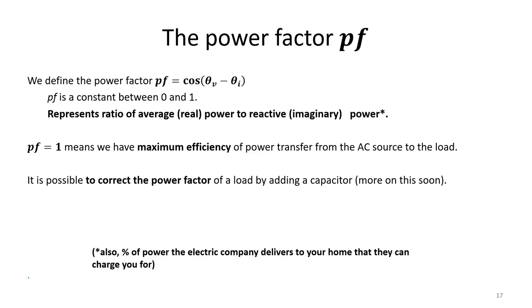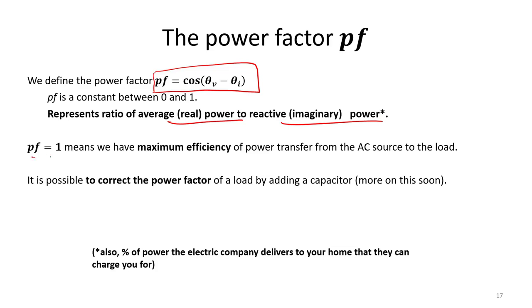So let's take a closer look at this power factor. As we mentioned, power factor is the cosine of theta v minus theta I. So power factor is always going to be some value between 0 and 1, because theta v minus theta I will generally always produce the cosine between 0 and 1. And so notice that essentially what this tells us is how much real power versus imaginary power we're going to get.